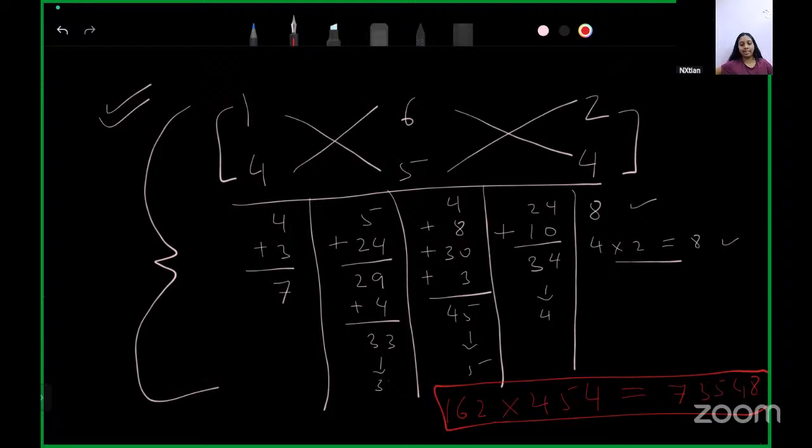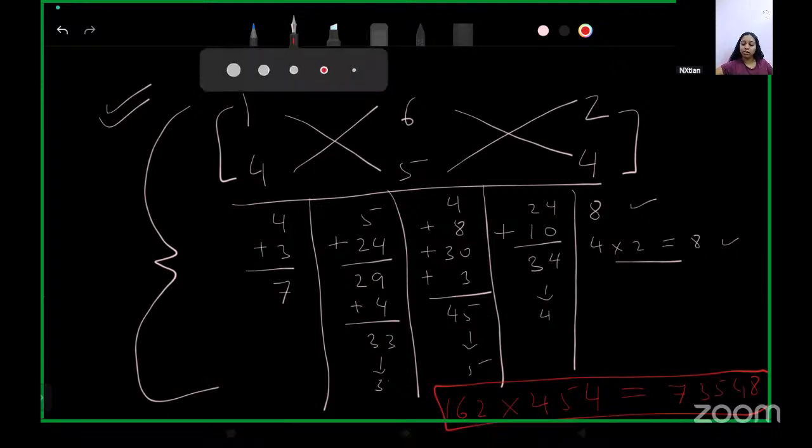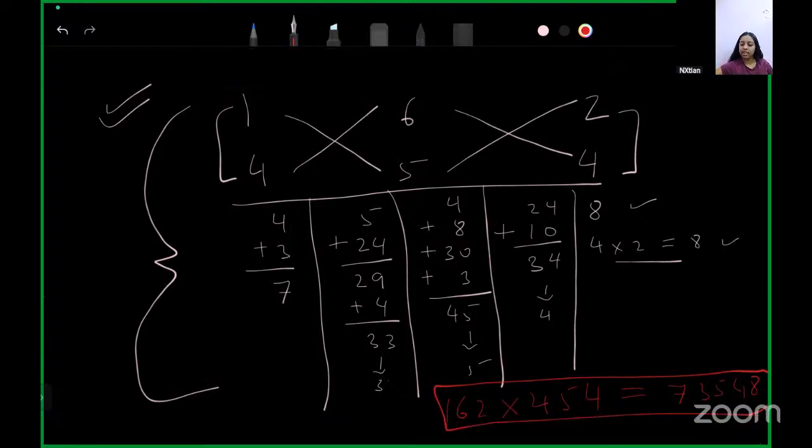But I suggest doing elaborate working. Abraham, for you I suggest, and whoever wants to do elaborate working, that will avoid any confusion. You'll not get confused if you write everything. Last time in the test, I did two types of working.